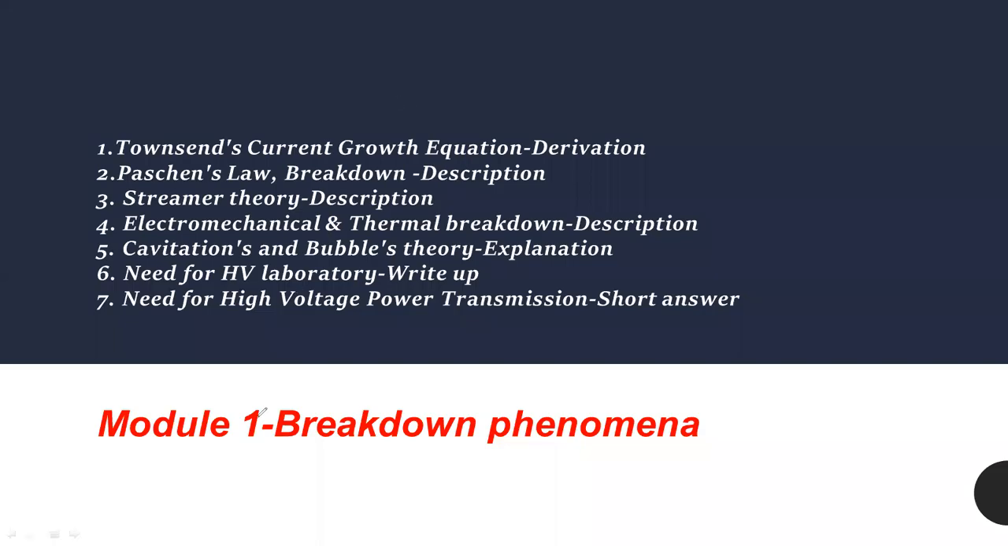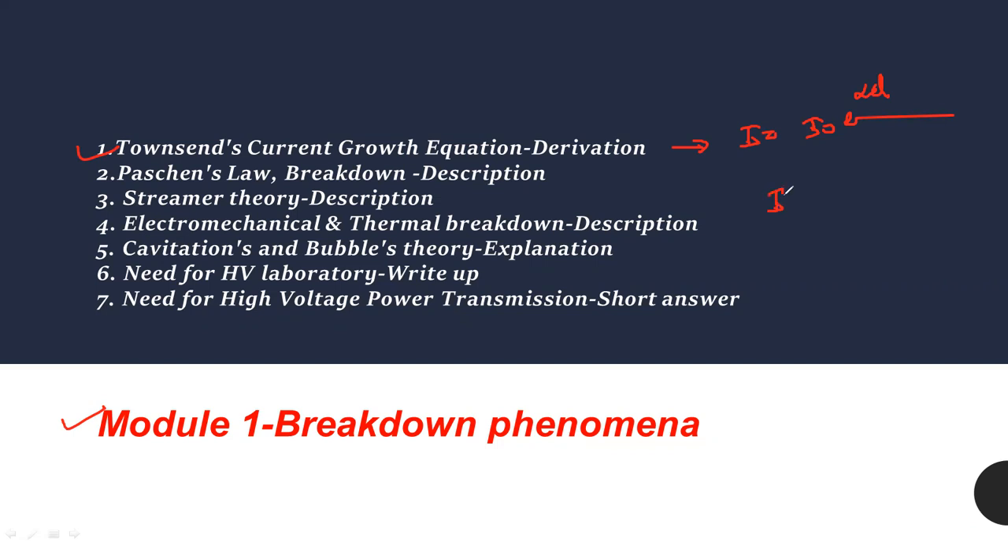Our first module is breakdown phenomenon of gaseous dielectric material, then solid dielectric material and liquid dielectric material. I have listed out 7 important questions based on module 1. So the first question is Townsend's current growth equation. You can expect the derivation. So you have to derive I is equal to I naught into e to the power alpha d.